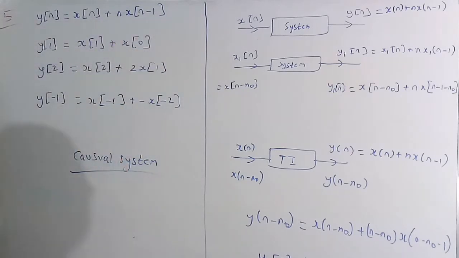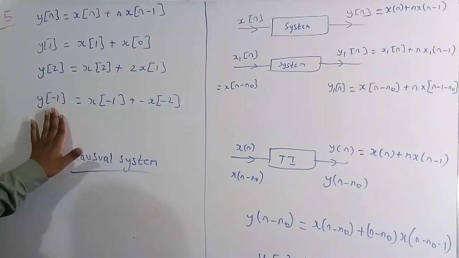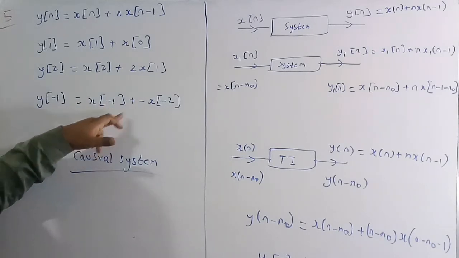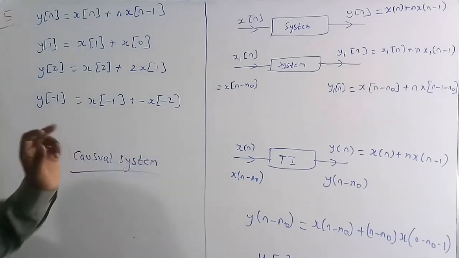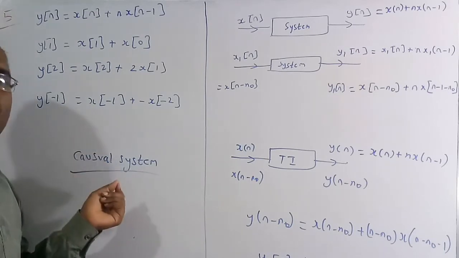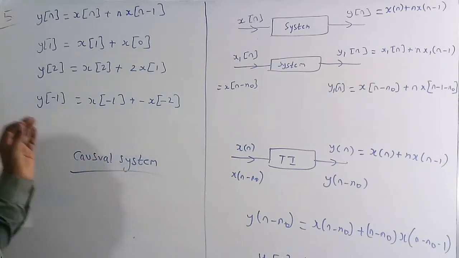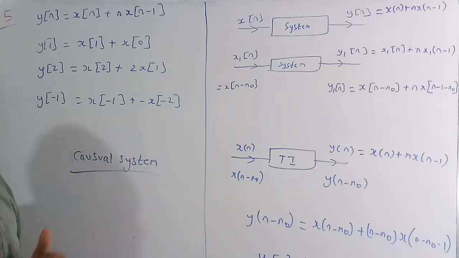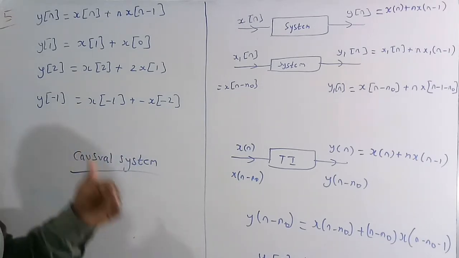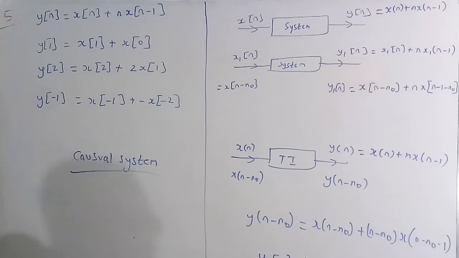So therefore here the present value of the output is going to depend upon the present value of the input and the past value of the input. So we can conclude that the output is not going to depend upon the future values of the input. If the output does not depend upon the future values of the input, then we can say this system is said to be a causal system.